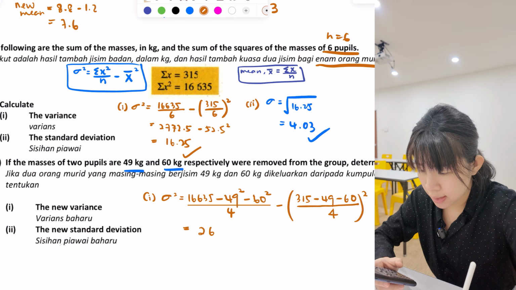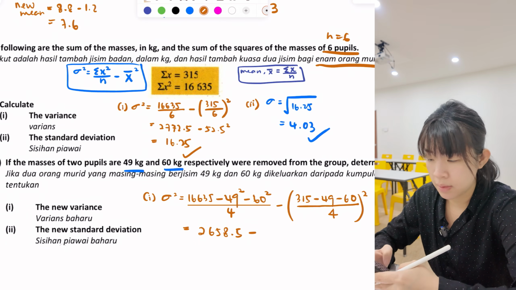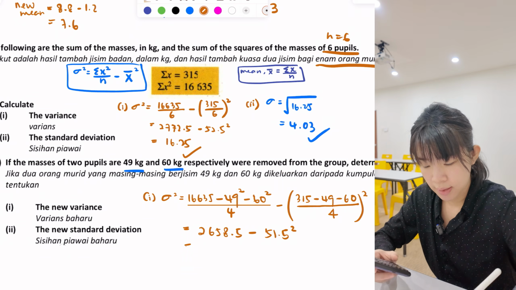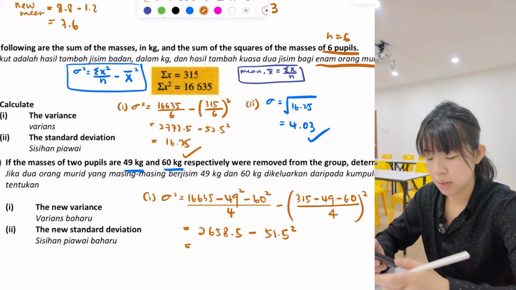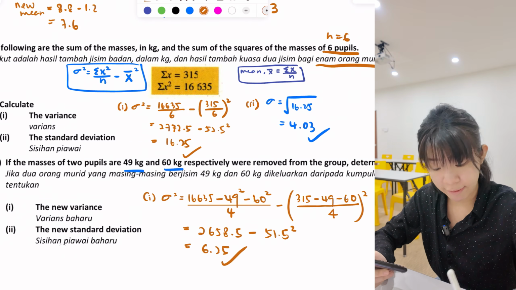Okay, so we get 2,658.5. Okay, minus this. Okay, I get 51.5 and then square. Okay, so the final answer, 6.25. So this is the new variance.